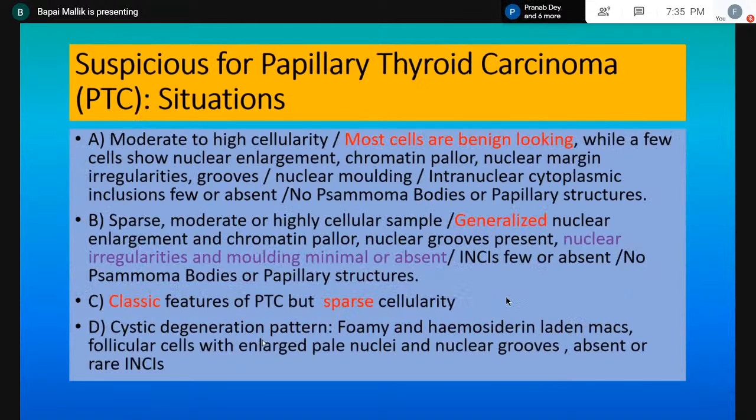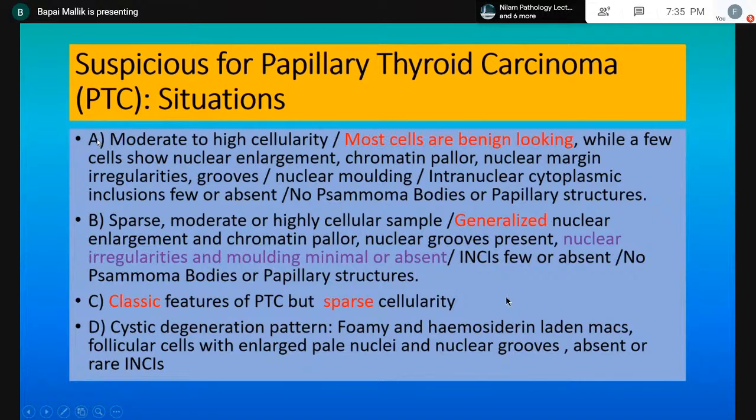So let's start with the first one, and that is the suspicious for papillary thyroid carcinoma, and what are the situations under which we come to this particular diagnosis. And there's a lot of words over here, and I have made it a little easier in the next slide with sort of a table, but just to make this thing clear, there are 4 separate circumstances where we put this particular term of suspicious for papillary thyroid carcinoma.